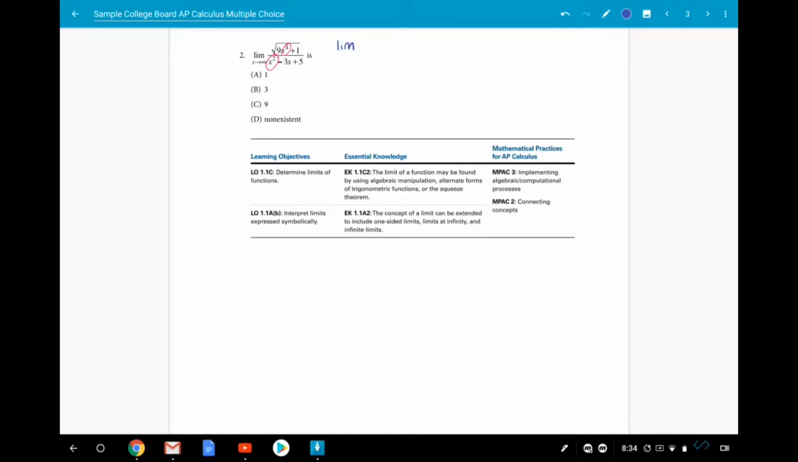So we're going to get the limit as x approaches infinity of the square root of 9x to the fourth over x to the fourth plus 1 over x to the fourth. And then when we divide the denominator, we're going to divide by the square root of x to the fourth, which is actually x squared. So we're just going to divide by x squared: minus 3x over x squared plus 5 over x squared.